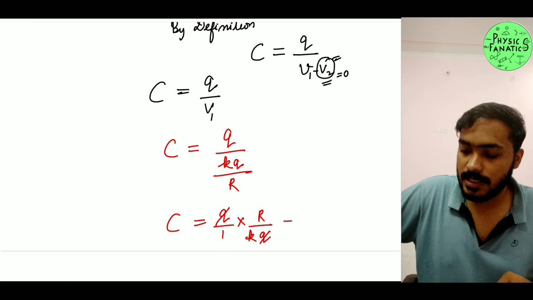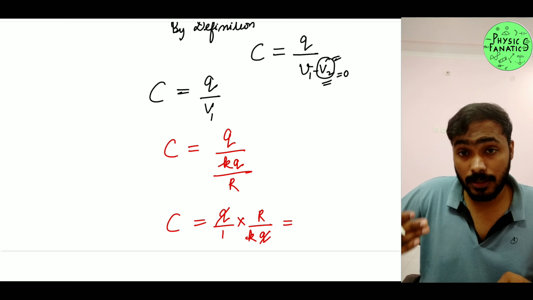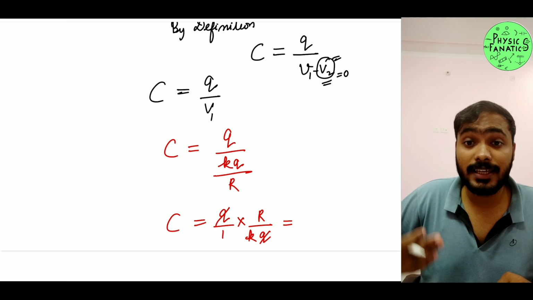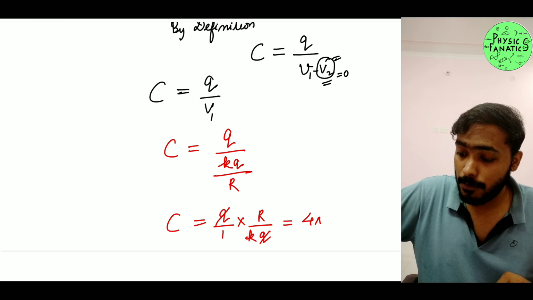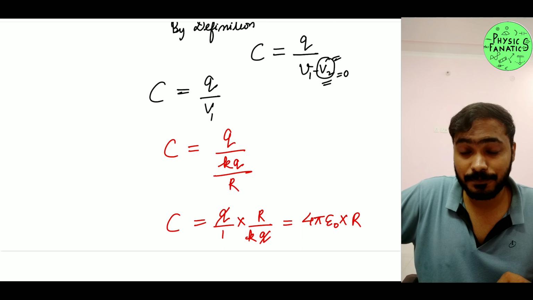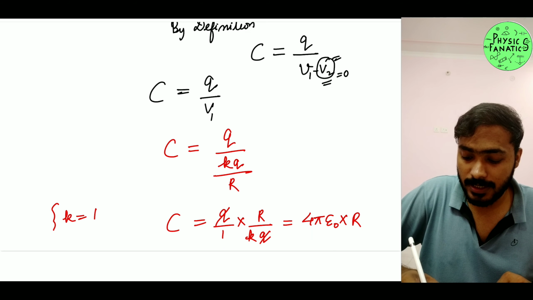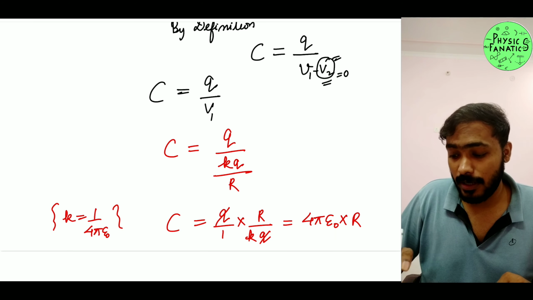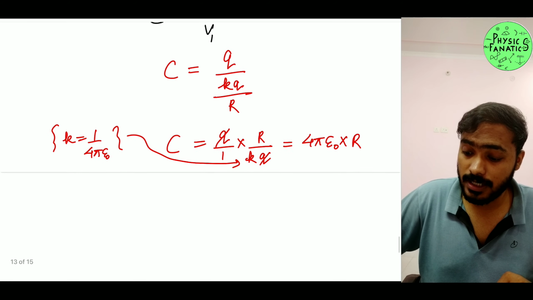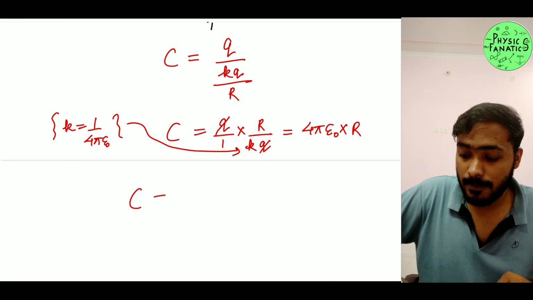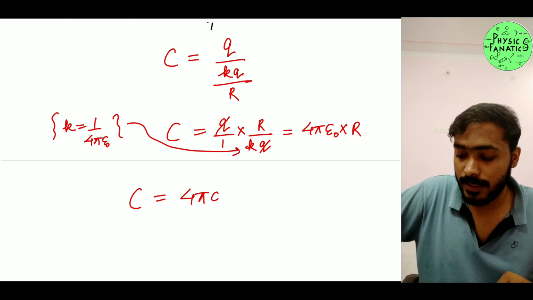So Q and Q will cancel out, and I will get 1 upon K, which can also be written as 4 pi epsilon naught, because the value of K is 1 upon 4 pi epsilon naught, right? So I can write it as 4 pi epsilon naught multiplied by R. Is that a yes or no? Now you have to understand here very nicely, the capacitance is written as 4 pi epsilon naught times R.